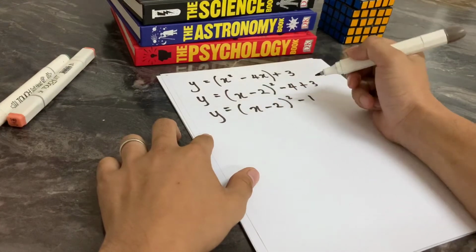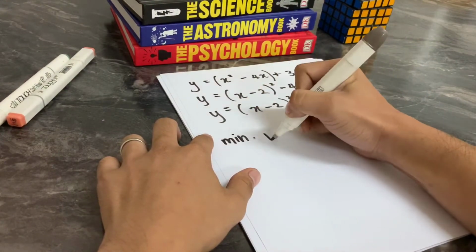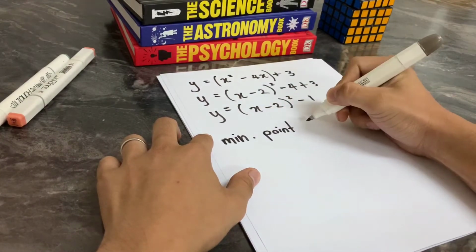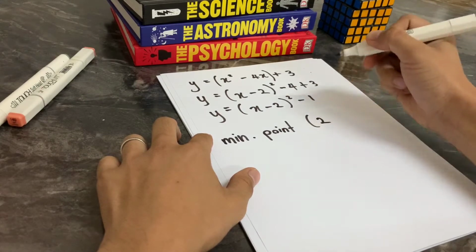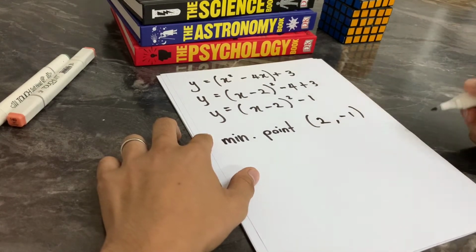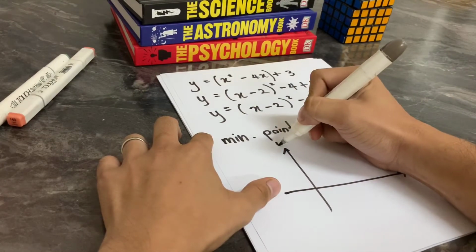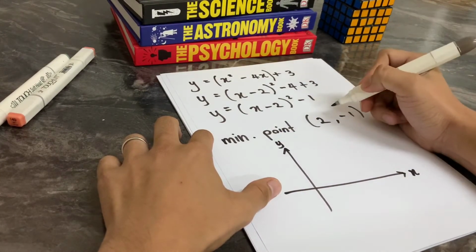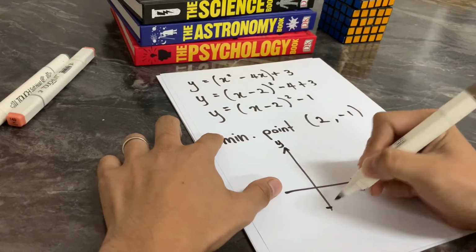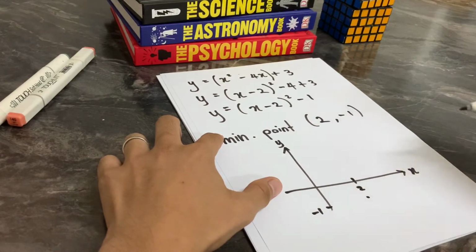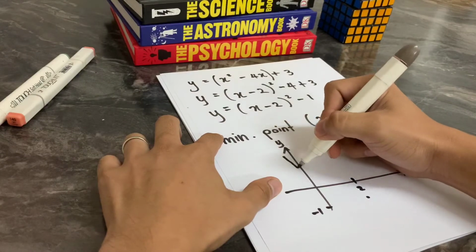So here, the minimum point will be at x coordinate equals 2 and y coordinate equals -1. So basically it will look like this: here are the y and x axes, the minimum point will be somewhere here, and it will just look like a U curve.